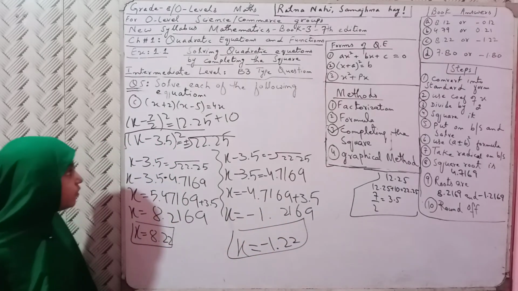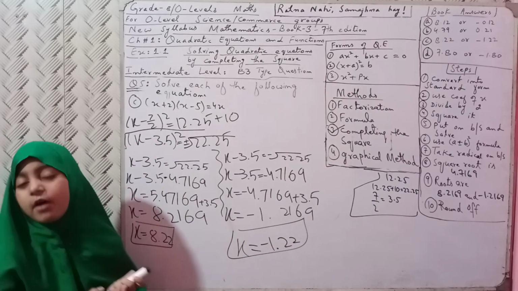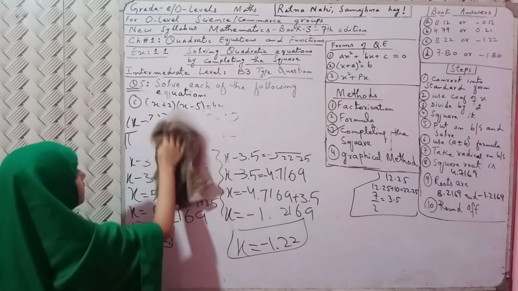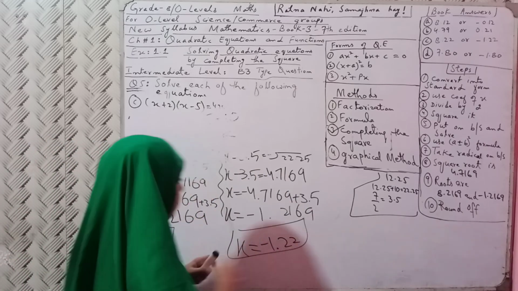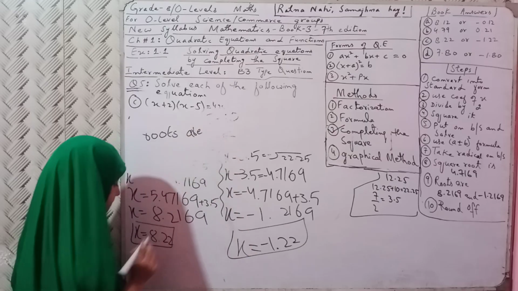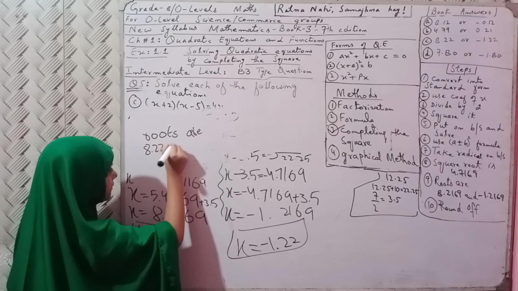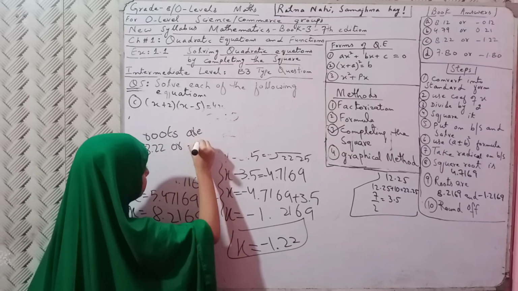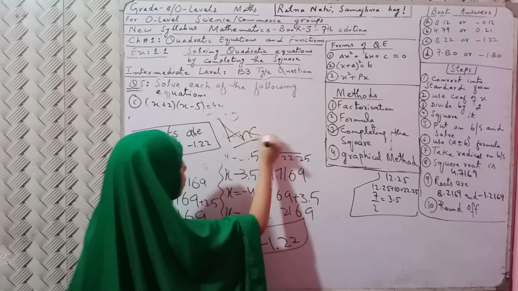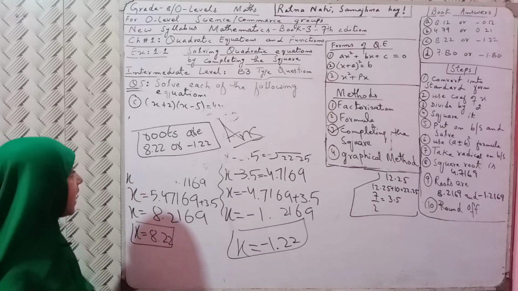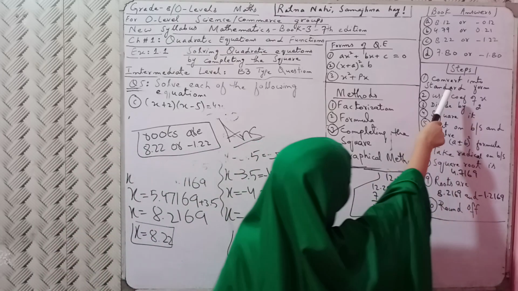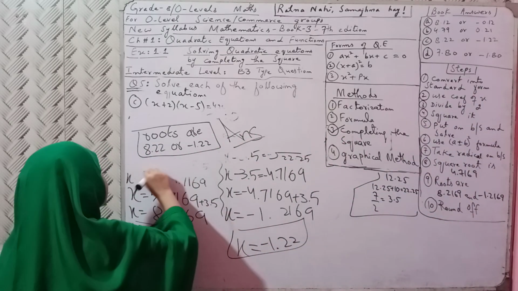And you can see I want to remove and write the roots. That's why I want to show you my answer and your answer also. So this space is better. So roots are 8.22 or minus 1.22, and this becomes our answer. So the book answers are written. You can check it: 8.22, minus 1.22. Simply, this is correct.